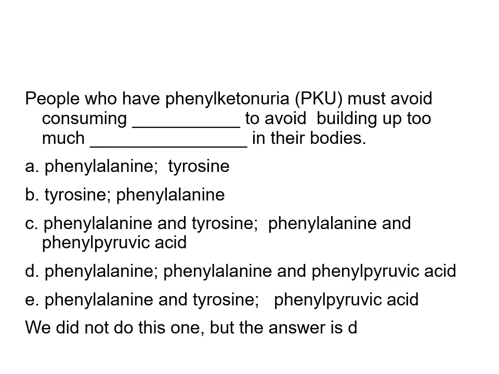Here's a clicker question that we didn't do, but I'll just go over it now. People who have PKU must avoid consuming blank to avoid building up too much blank in their bodies. The answer is D. Avoid consuming phenylalanine to avoid too much phenylalanine and phenylpyruvic acid being built up in their bodies.